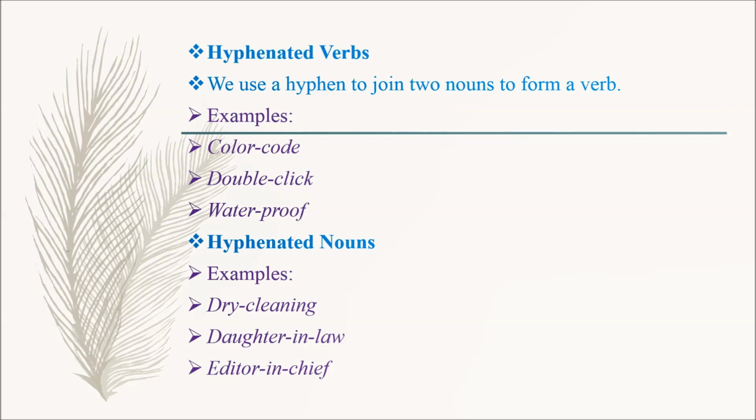Next, we are going to see hyphenated verbs. We use a hyphen to join two nouns to form a verb. Examples are color-code, double-click, waterproof. Then let's see hyphenated nouns. Examples are dry-cleaning, daughter-in-law, editor-in-chief.